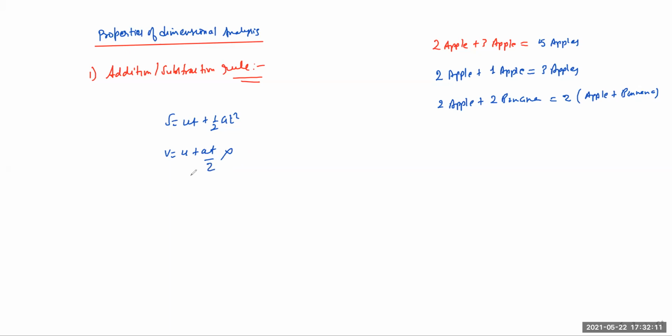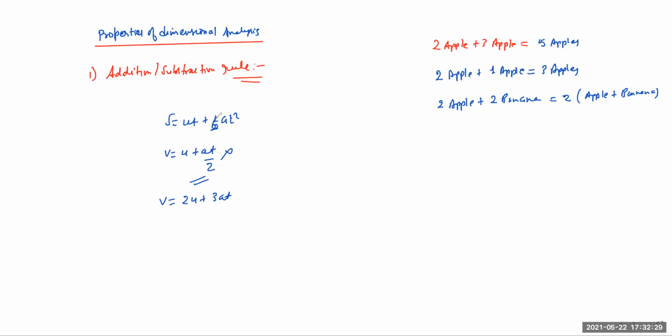So this is dimensionally correct because by dividing by 2, you're not making any dimensional changes. If I write this as 2u plus 3at, there is no dimensional change. The dimension is still intact, but it is physically wrong.